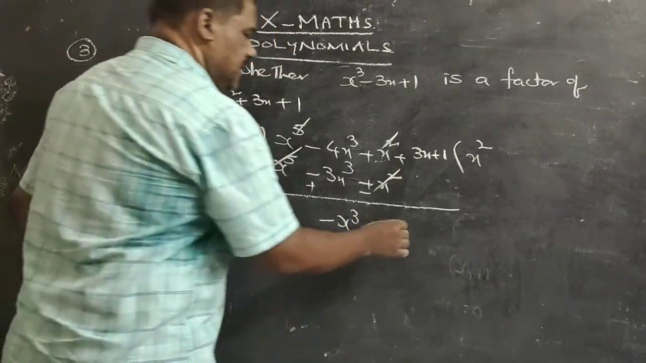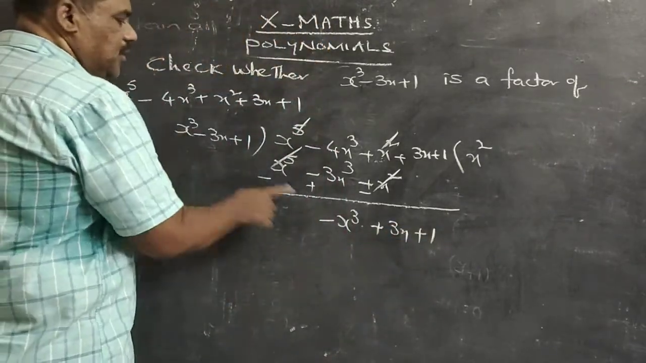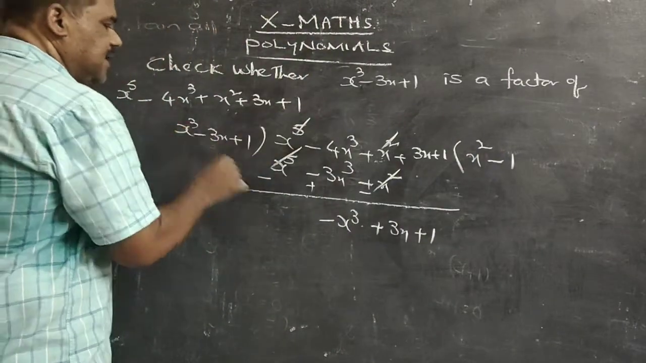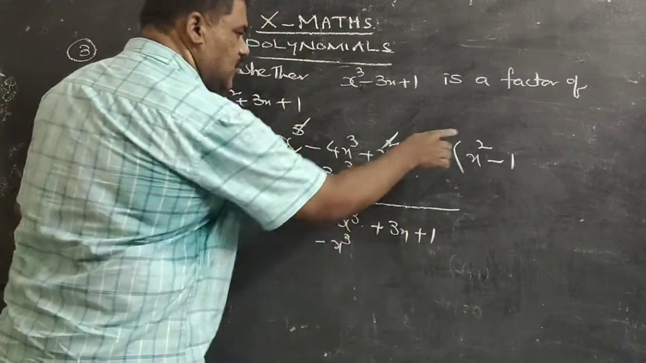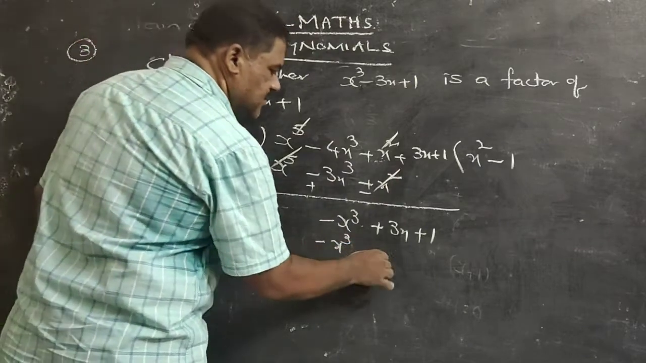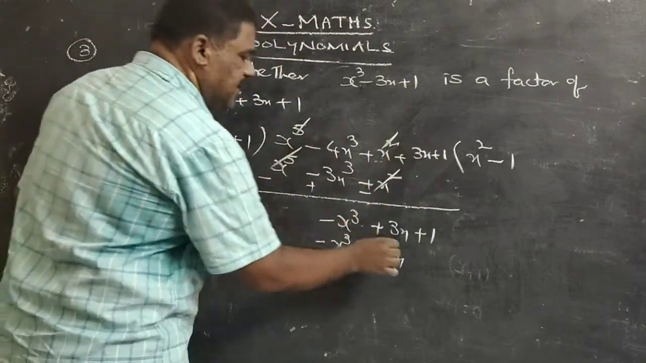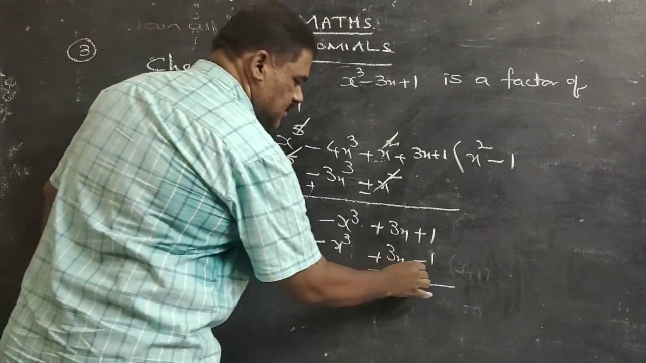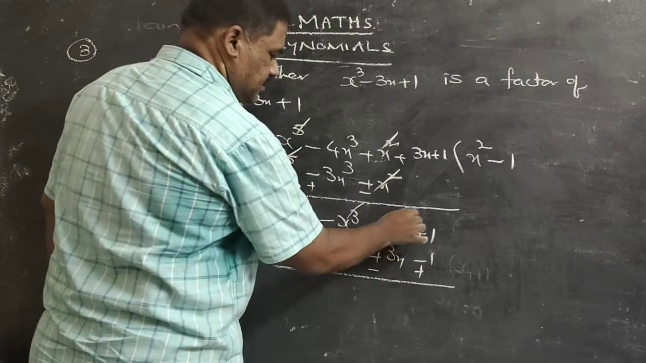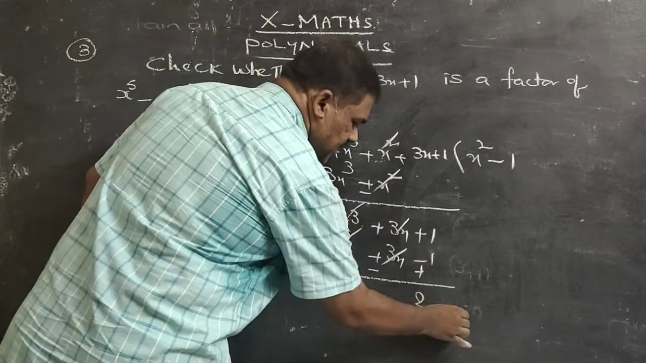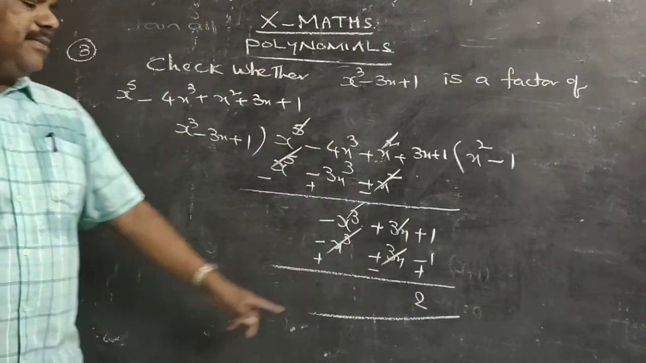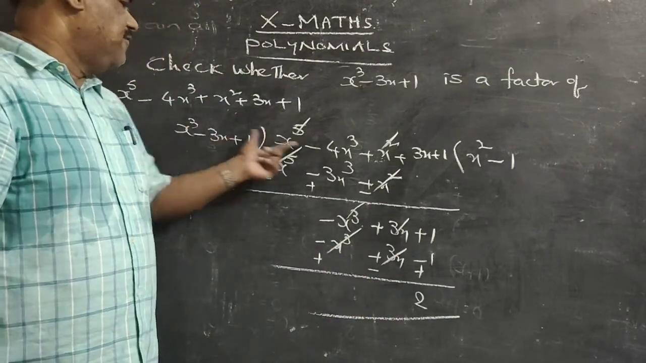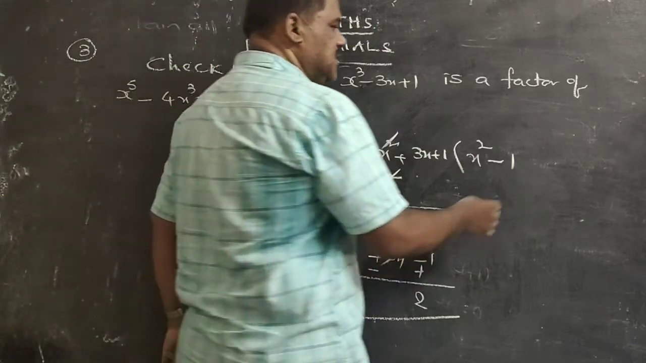Now x cube into how much is equal to minus x cube? x cube into minus 1. Minus 1 into x cube, minus x cube. Minus 1 into minus 3x, plus 3x. Minus 1 into plus 1, minus 1. Here we got the remainder 2. If you get the remainder other than 0, then it states that this is not a factor of this. So remainder is 2.